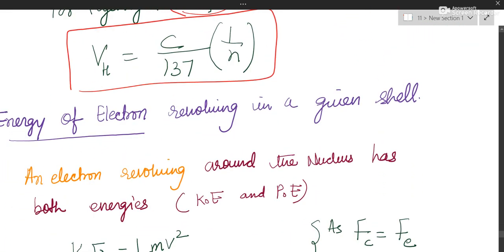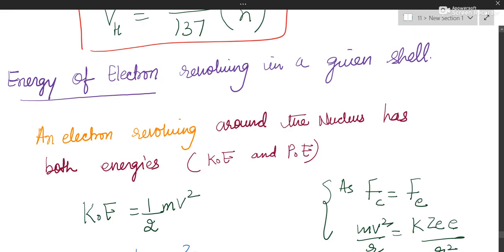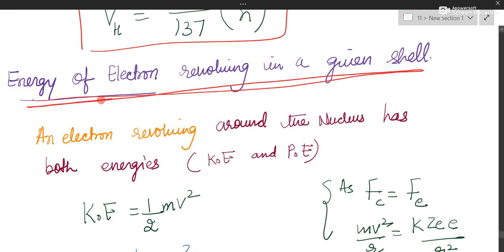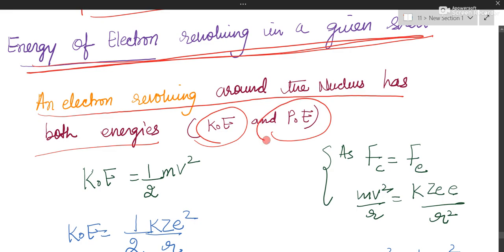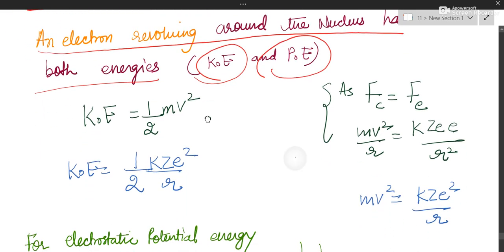Now coming to the next topic, which is energy of electron revolving in a given shell around the nucleus. An electron revolving around the nucleus has both types of energies, kinetic energy as well as potential energy. Let us find out kinetic energy. Kinetic energy is given by half mv square, that everyone knows. Now coming to this only, this equation is helping us at all the places.